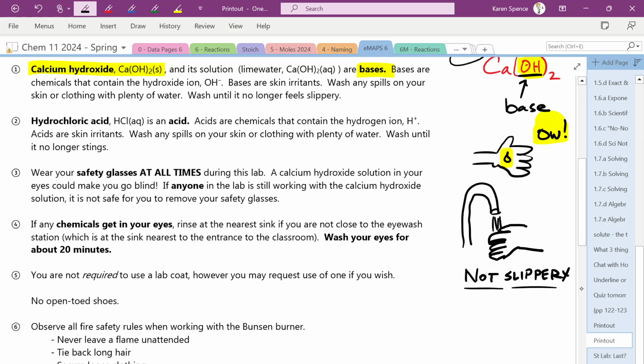Okay, because acids, you'll actually feel them. It'll feel like a stinging, itchy sensation. And you'll be able to wash until you no longer feel the stinging, itchy sensation. However, with a base, you won't feel anything. It'll just sit there and eat away at your hand.